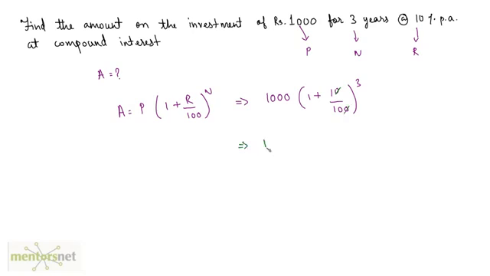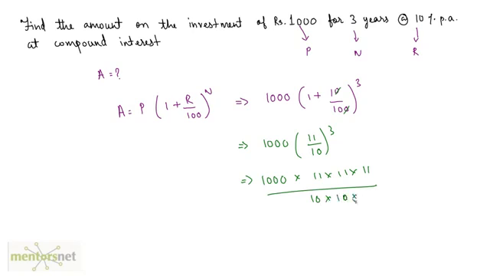What we have here is 1000 into 1 plus 1 by 10, that's 11 by 10 cubed, right? So we have 1000 into 11 into 11 into 11 divided by 10 into 10 into 10. So these zeros get cancelled out. 11 cubed is 1331, and that's the amount. Easy, isn't it? So this is how you solve problems on compound interest. Mostly you have to enter the data into the formula, and there you go, you got the answer.